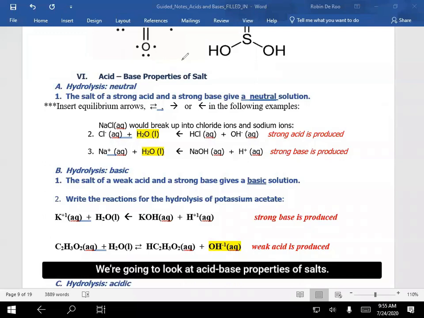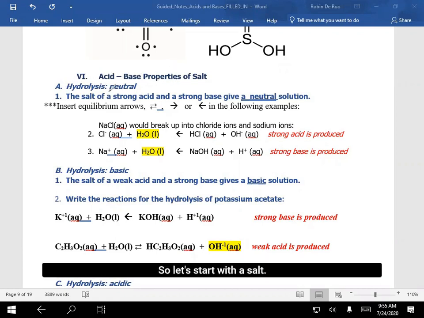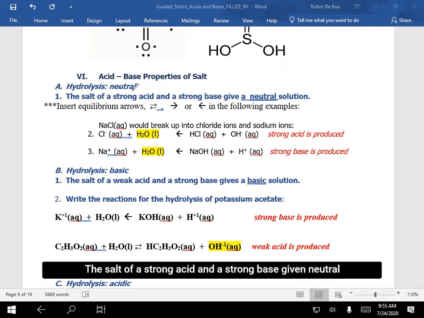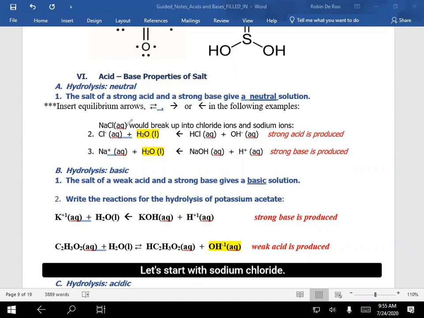We're going to look at acid-base properties of salts. So let's start with a salt that is neutral. The salt of a strong acid and a strong base gives a neutral solution. The arrows that we're going to use are either equilibrium arrows, reaction to the right, or products go to the left. Let's start with sodium chloride.